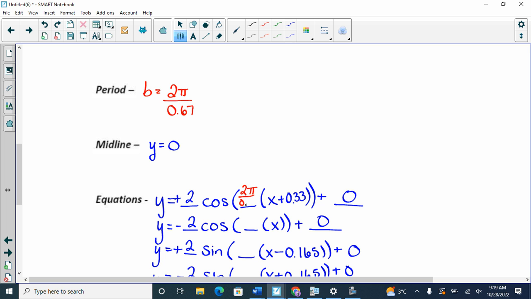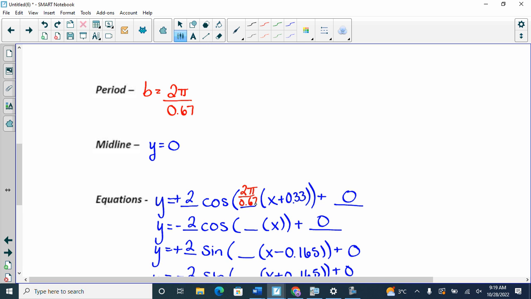Like if you go 2 divided by 0.67, math, enter, enter. Try it out. 2 divided by 0.67, math, enter, enter. What does it get you? Nope, math, enter, enter.